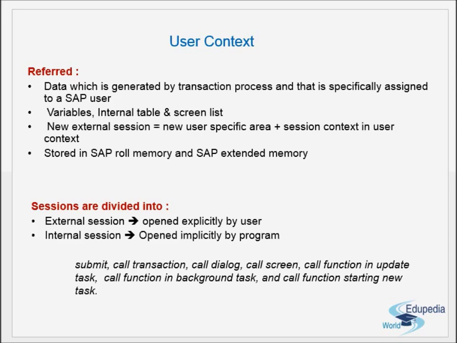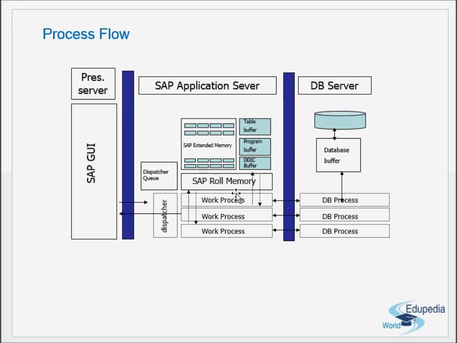Now the process flow. We have the SAP GUI here, that's the presentation server. We have the SAP application server and the database server. First, a request from the message server comes to the dispatcher queue of an instance. It sits in the dispatcher queue for some time, and then it's assigned to a work process.